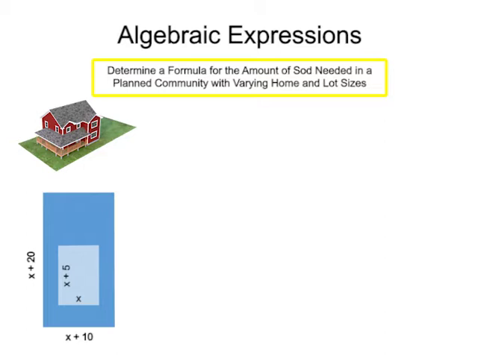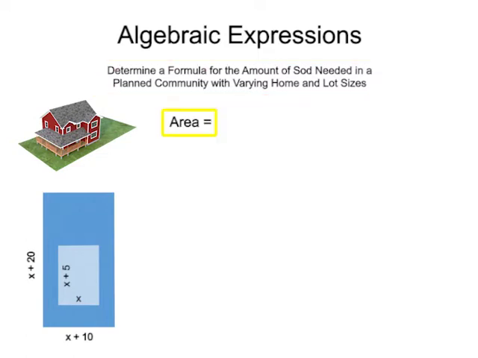Write an algebraic expression that will help you quickly and easily determine the total amount of sod you'll need for each lot. First, determine the total area required to sod. The formula for the area of a rectangle is width times length.